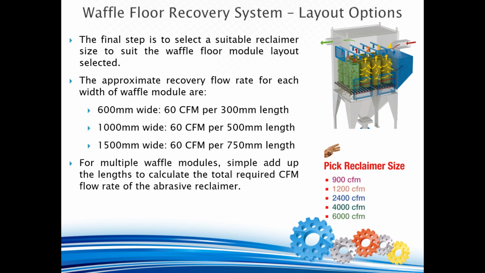CFM flow rate of the abrasive reclaimer. As an example, let's say we have a twin Waffle layout for a 10 m long blast room using 1000 mm wide Waffle modules. This equates to a total Waffle module length of 2 times 10, or 20 meters. Dividing 20 meters by 0.5 meters and multiplying by 60 gives us 2400 CFM flow rate as the correct reclaimer size. Note that these figures are approximate and may vary with the type and size of abrasive media being used in the blast room. If in doubt, consult a Pan Blast technical professional to get assistance with equipment sizing.